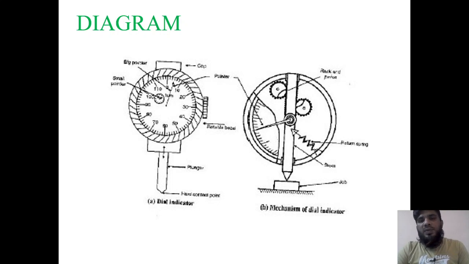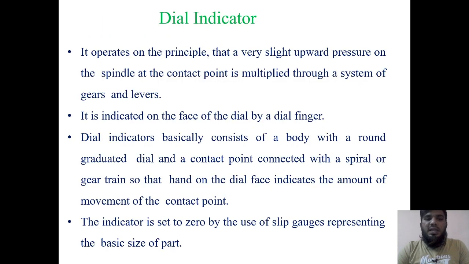Once the plunger is pressed, again it has to retrace. When it is pressed, again the pressure has to be retraced. For that retracing, we have a spring here. That spring will be compressed when pressure is given. When pressure is released, that will release the plunger. It is indicated on the face of the dial gauge by a dial finger.